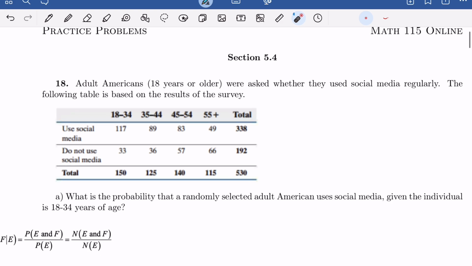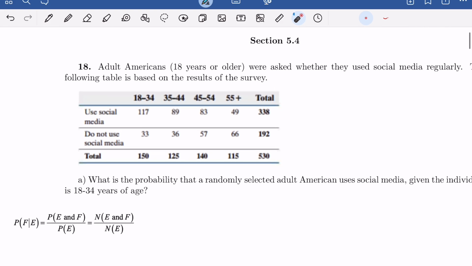So I actually have the formula pasted here for conditional probability. This is the conditional probability rule for two events E and F. So the probability of event F given event E is given by this guy here, where we're going to look at the probability of event E and F occurring divided by the probability of event E. Another way to think of this is the number of outcomes in events E and F divided by the number of outcomes in event E.